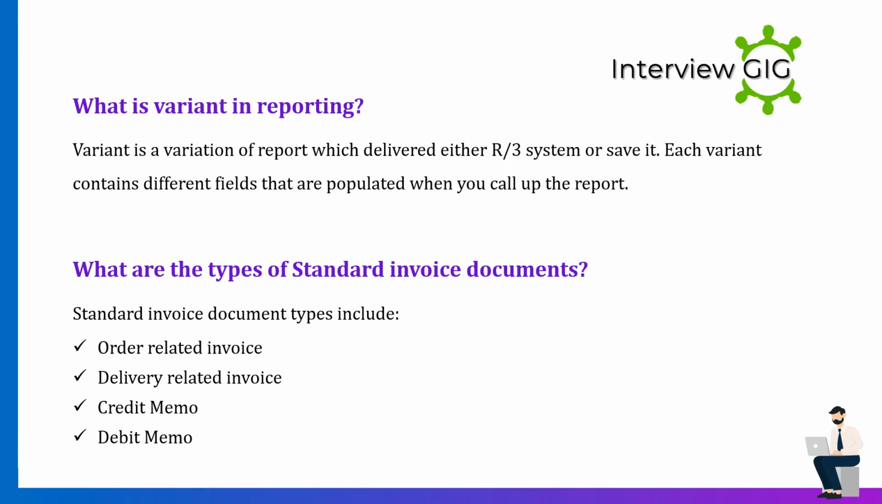What is a variant in reporting? A variant is a variation of a report which is delivered either in the R/3 system or saved by the user. Each variant contains different fields that are populated when you call up the report. What are the types of standard invoice documents? Standard invoice document types include order-related invoice, delivery-related invoice, credit memo, debit memo.